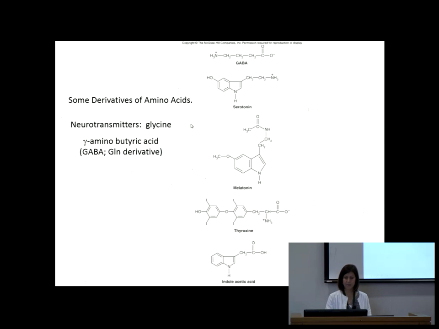Neurotransmitters can be derivatives of glycine. A glutamine derivative is serotonin, and a tryptophan derivative is serotonin. And melatonin is also a tryptophan derivative.